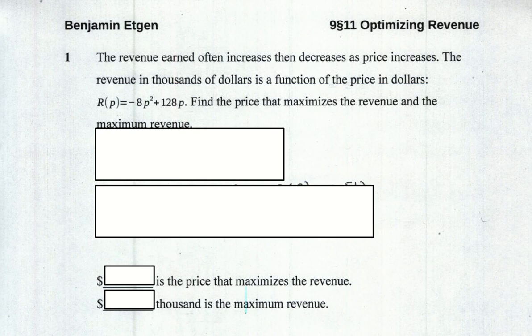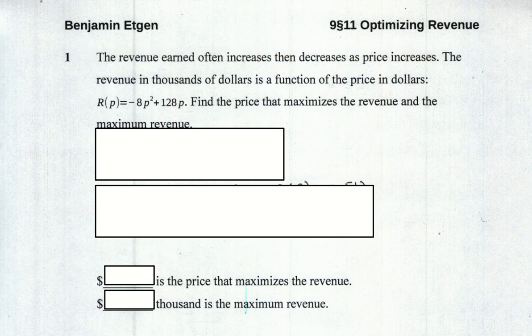Now, before we get too far into this problem, this is an interesting problem in that it really does a good job of modeling real life. So I'm going to read it to you. It says, the revenue earned often increases, then decreases as the price increases. So let's just look at that first sentence. The revenue earned often increases, then decreases as the price increases.